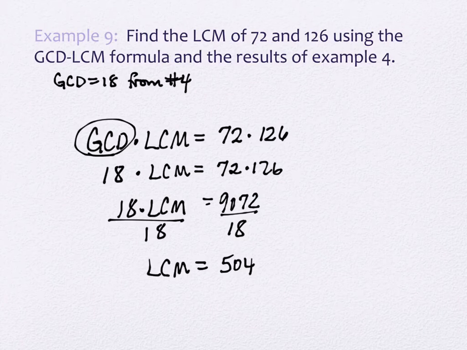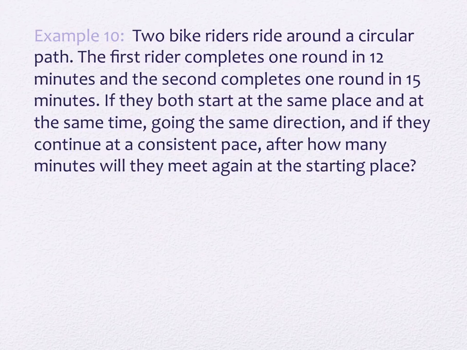Okay, so this is the same idea here. We've got two bike riders, and they're going around a circular path. Try to picture what's happening in your mind. There's a circular path.